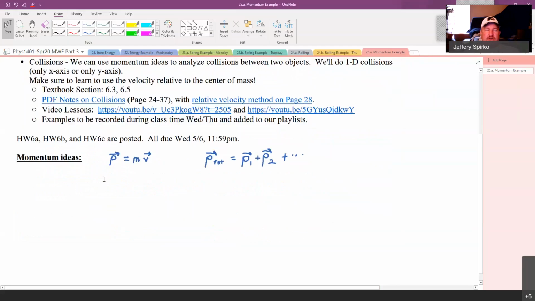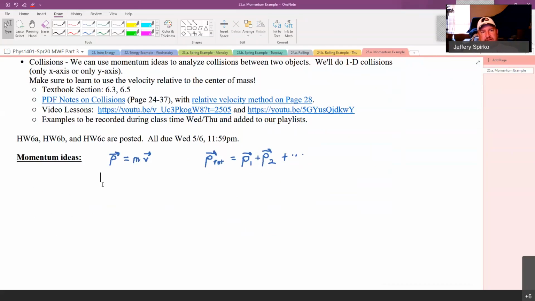So we have this property of an object called momentum, and when I introduced energy, I said energy is like the currency of the universe because it keeps getting traded around. Well, momentum is another kind of currency of the universe.